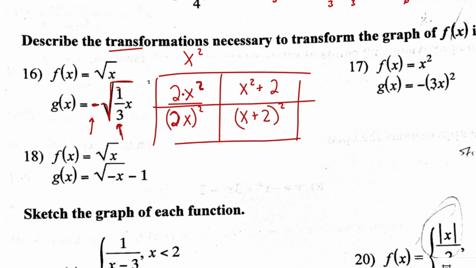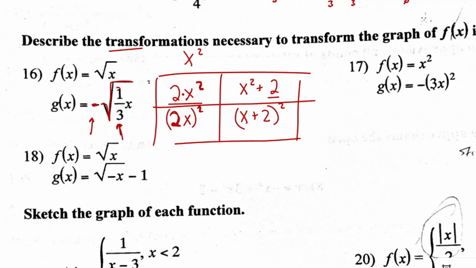This one, I put the 2 inside the function, in there with the x, which means it's a horizontal stretch or a shrink. Yeah, it looks like a stretch of 2, but the horizontal stuff is the opposite of what you think it would be. It's a horizontal shrink or compression by a factor of 1/2.